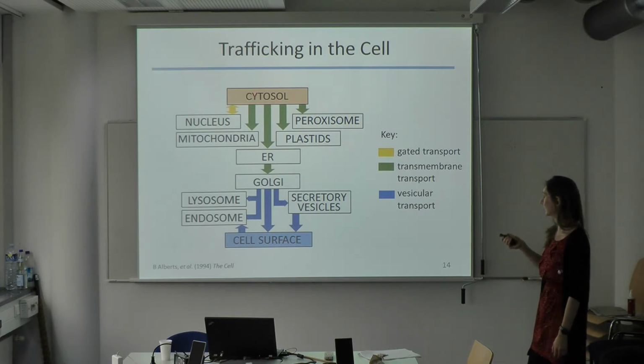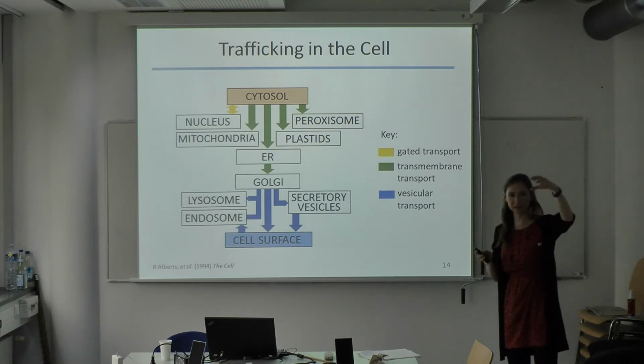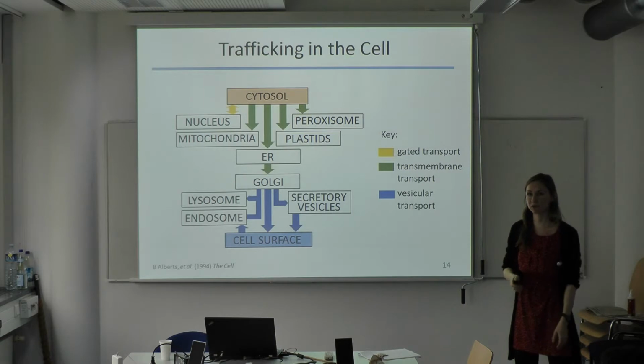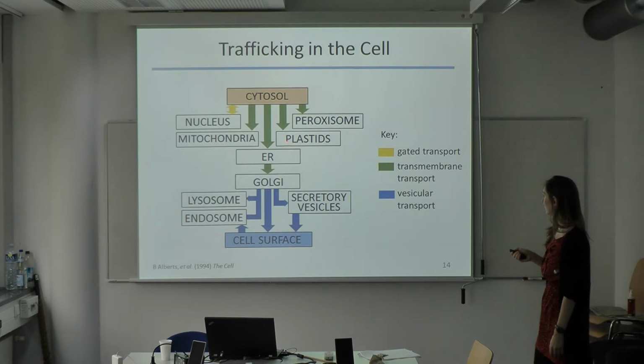Actually, there are three main pathways of how this happens. One of them is gated transport. Proteins move between the cytosol and the nucleus, there and back. There are special pores, and they just go through the pores there and back, or sometimes they just stay. Some other proteins use transmembrane transport, and they go into these compartments through the membrane of the organelles. And then there's also vesicular transport.